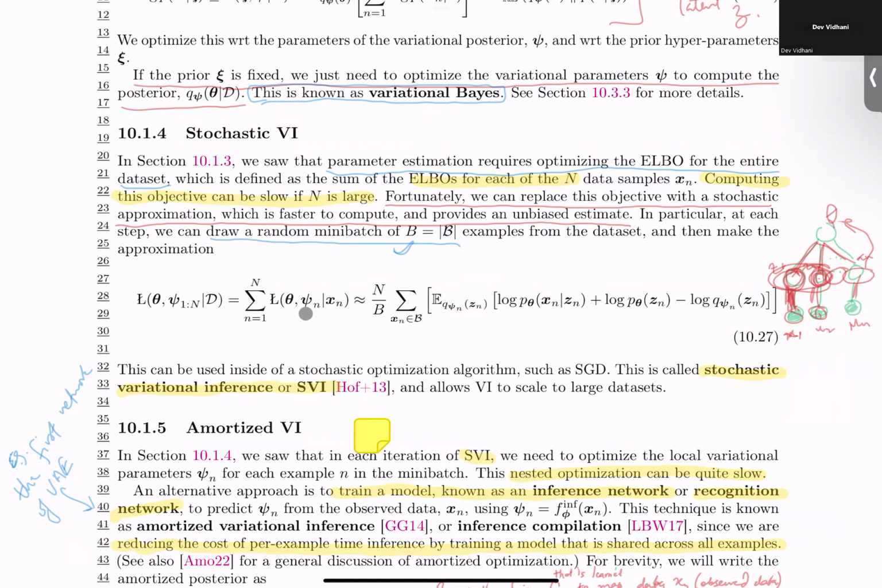Let me point out two things. Psi n includes the local parameters, but in our ELBO function we also have theta, if you look over here, which is our global parameter. So we are trying to find out both. And if our estimator is unbiased for the objective function calculation, then we can use the stochastic approach, and we can have our evidence lower bound computed using this.